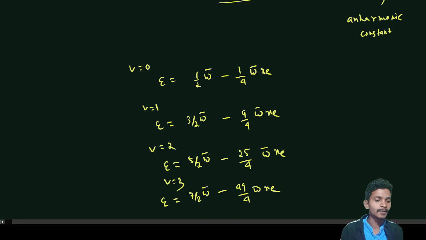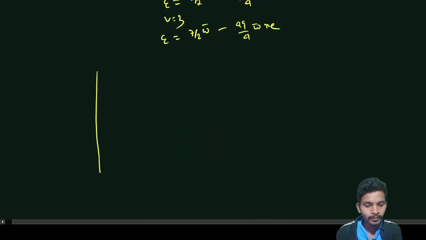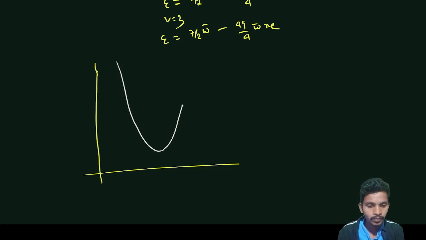So like this the energy levels will come. So if I draw these energy levels here for anharmonic constants, I will draw like this. So this is when b equal to 0, this is b equal to 1, and this is b equal to 2.